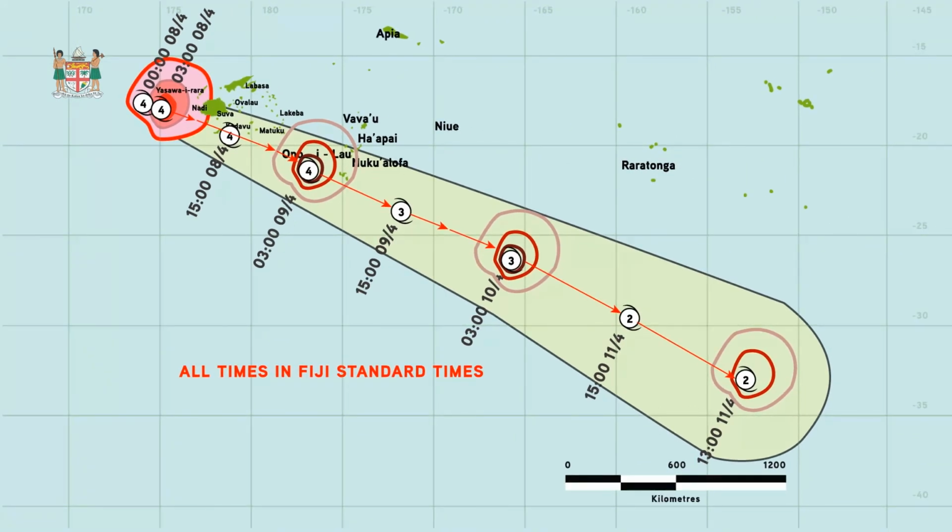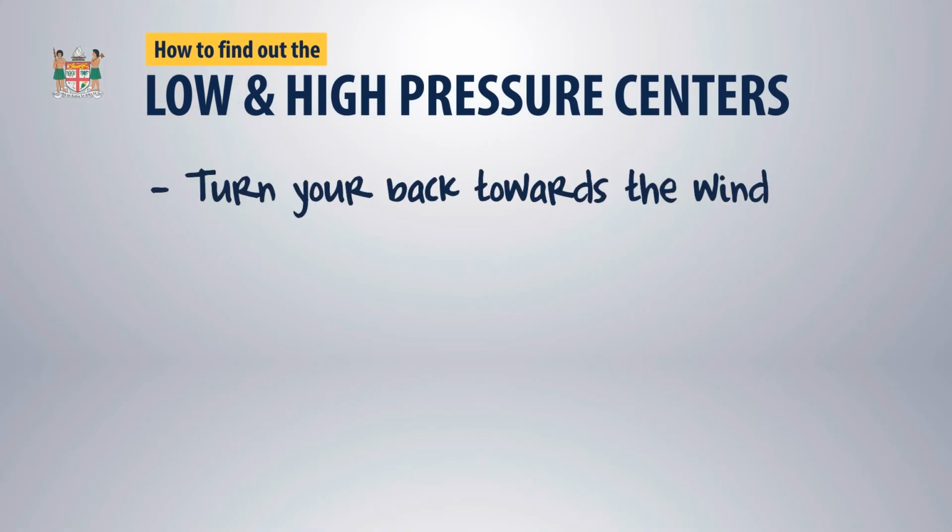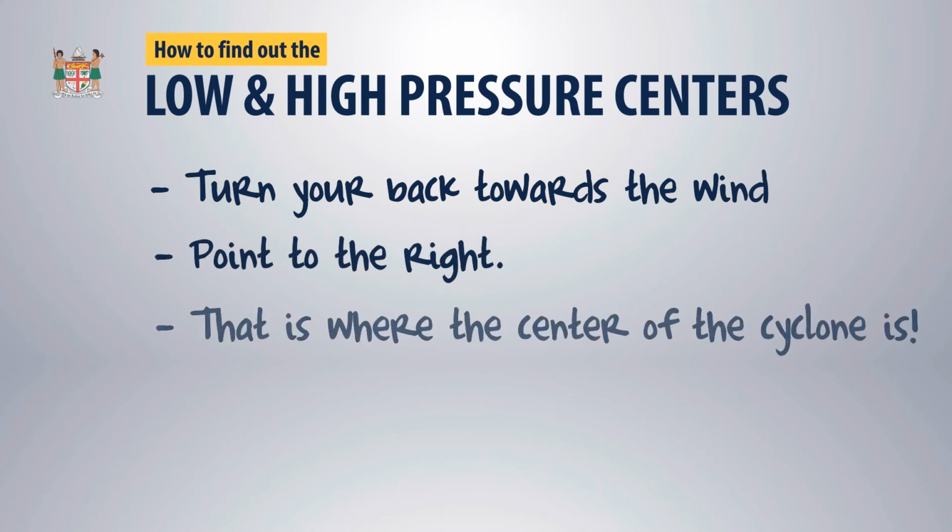and onwards. If you want to know where the low pressure and high pressure is located, turn your back towards the wind. Then point to the right. That is where the center of the cyclone is.